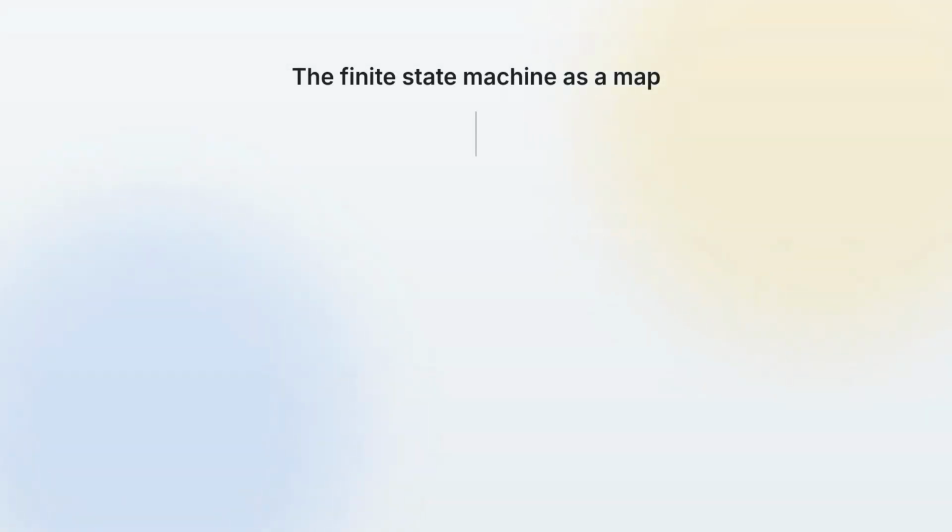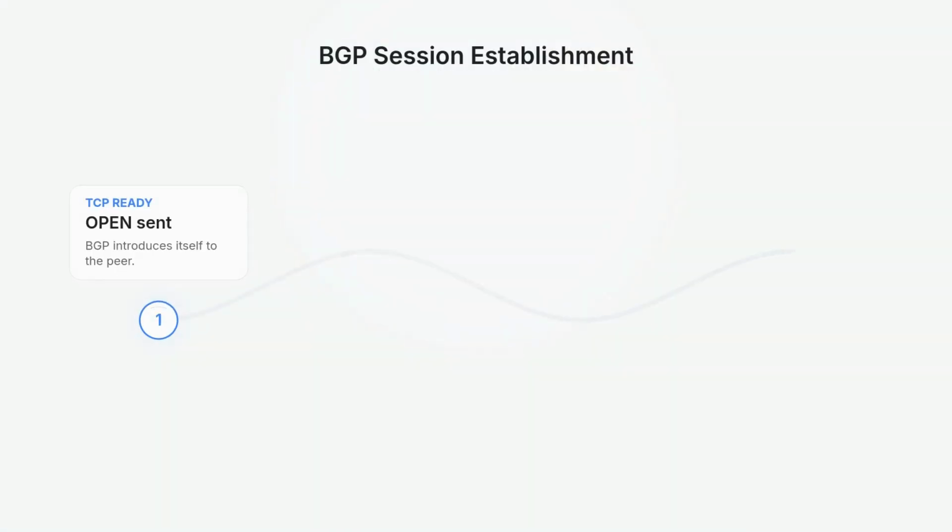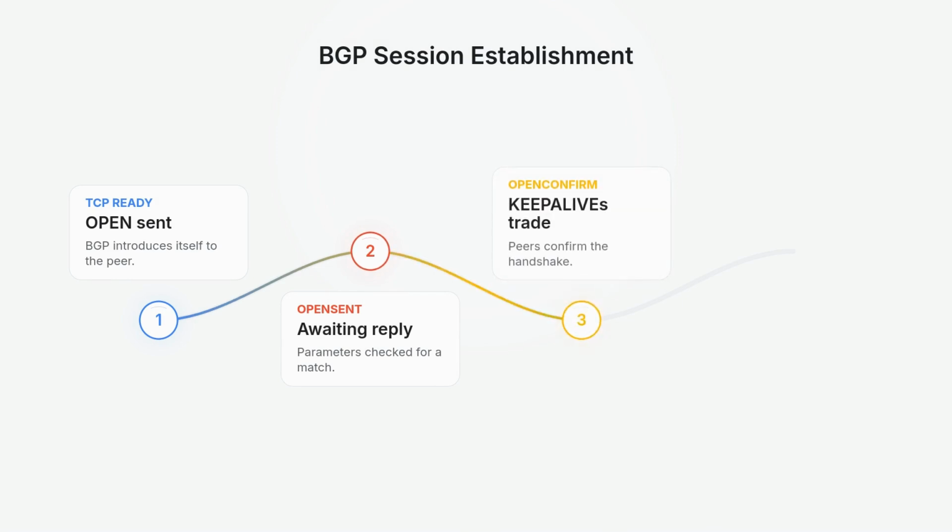You do not need the finite state machine as trivia. You need it as a map. Idle means the process is waiting to start. Connect and active usually point you back toward TCP reachability and session setup. Once TCP succeeds, BGP sends an open message. If the parameters make sense, the peers trade keepalives and move through open sent and open confirm toward established.